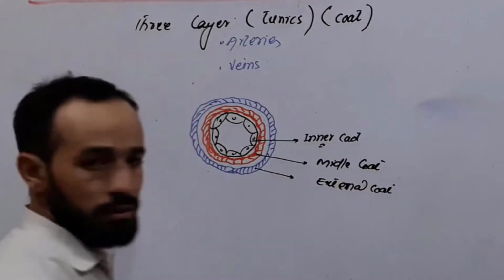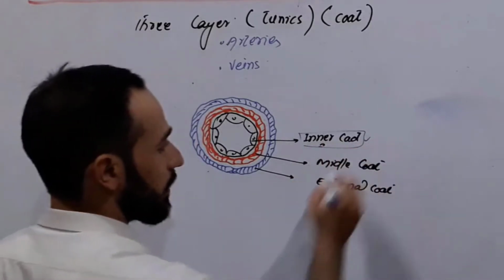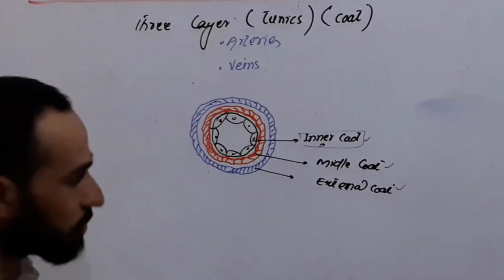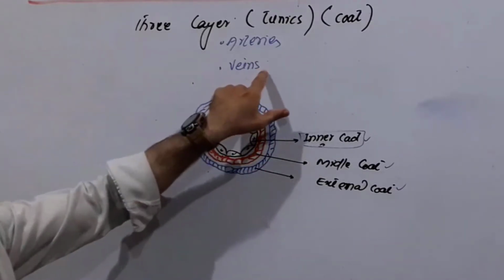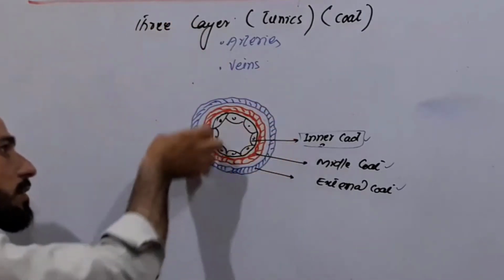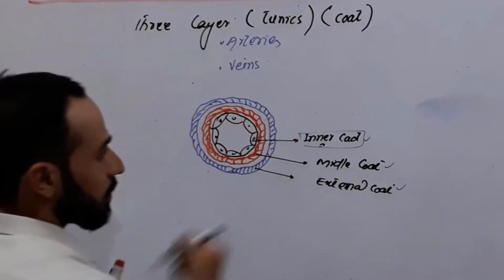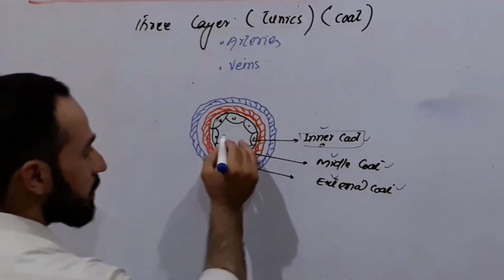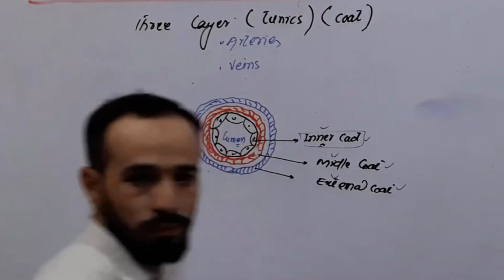Now we will go into detail of each coat. We will go into detail of the inner coat, and also of the middle and external coat. So generally speaking, the walls of arteries and veins are made up of three sublayers: inner, middle and external. And this is the lumen where the blood and other substances flow.